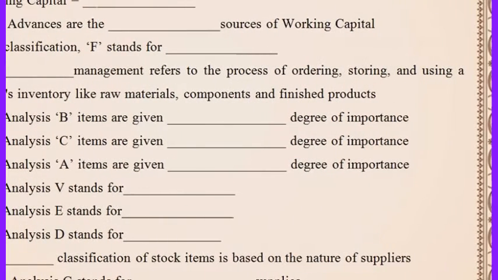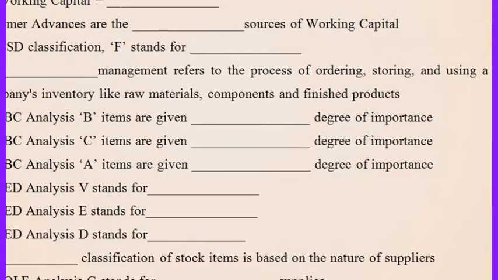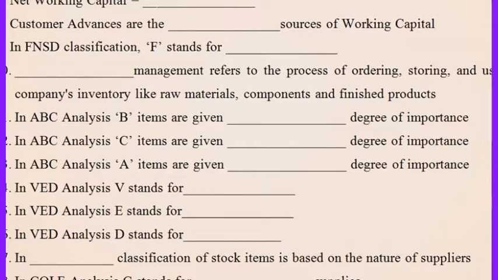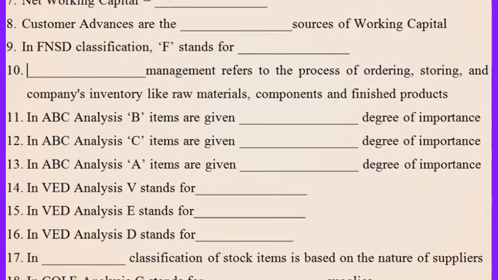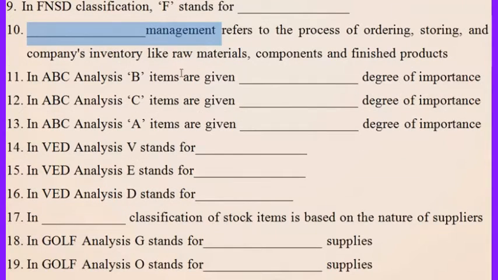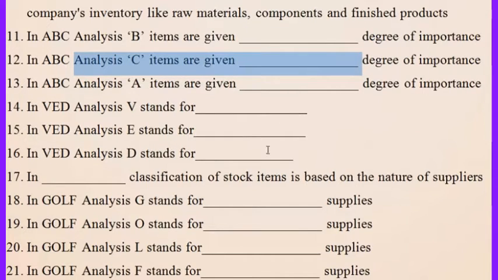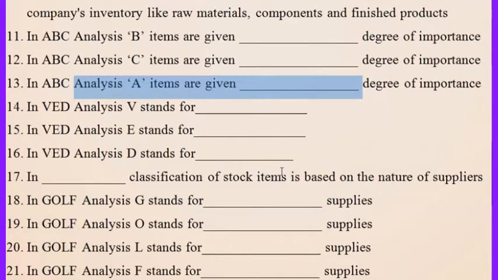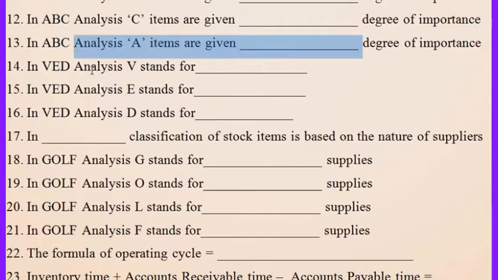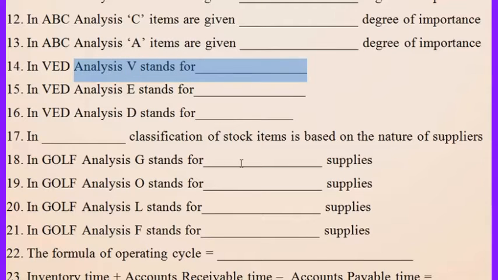10th, dash management refers to the process of ordering, storing, and using a company's inventory like raw materials, components, and finished products. It's inventory management. Answer is inventory. 11. In ABC analysis, B items are given moderate degree of importance. In ABC analysis, C items are given lowest degree of importance. A items are given highest or high degree of importance.